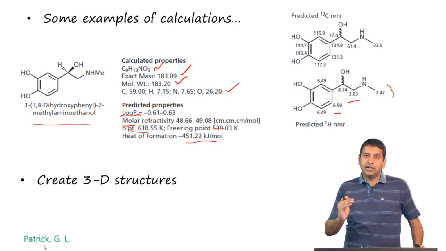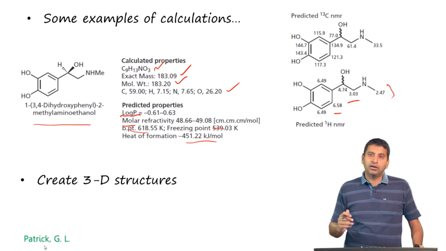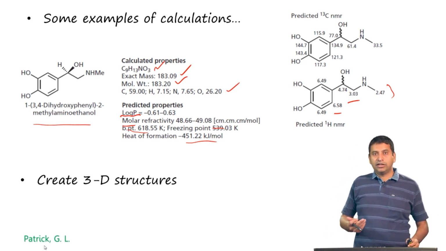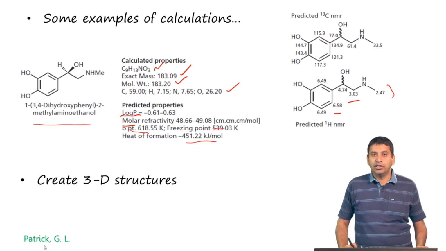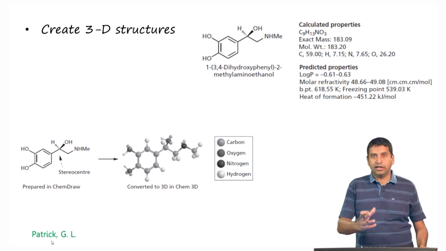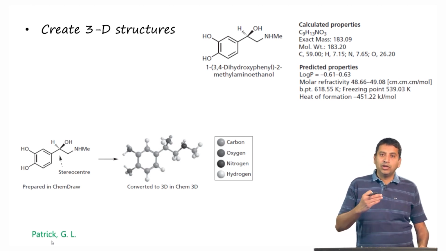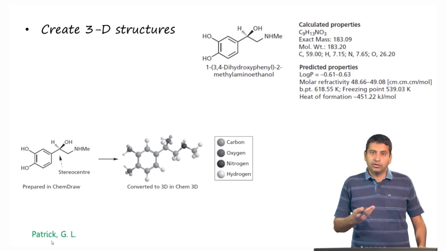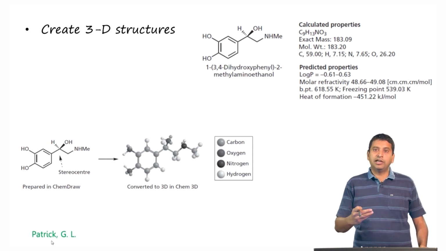Again, these are arrived upon by using algorithms where you already feed in existing data, and then based on that it is able to predict. Now, one of the things that can be done using this kind of software is to create 3D structures. The way we would create 3D structures is that you prepare the structure in a software like ChemDraw, and then you use what is known as Chem 3D, which is basically a software which gives you, or attempts to give you, the structure in 3 dimensions.